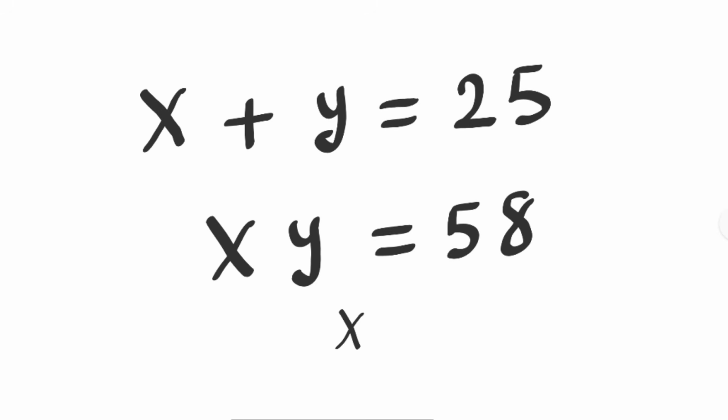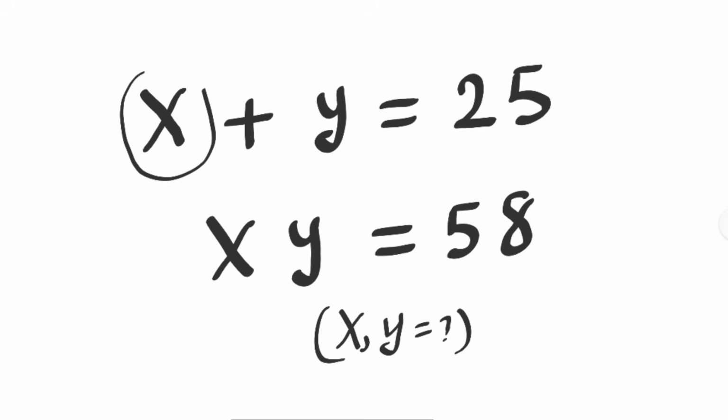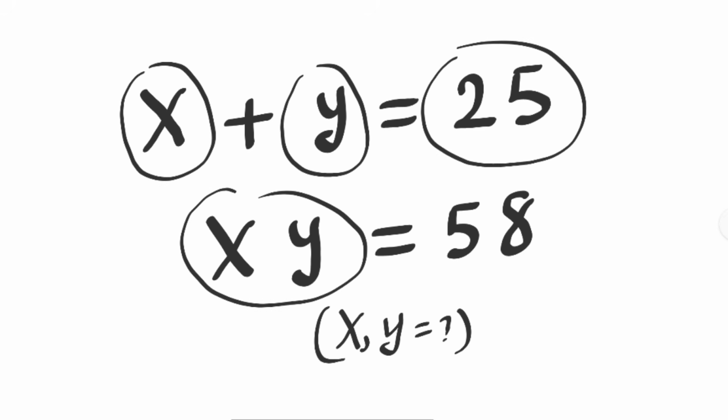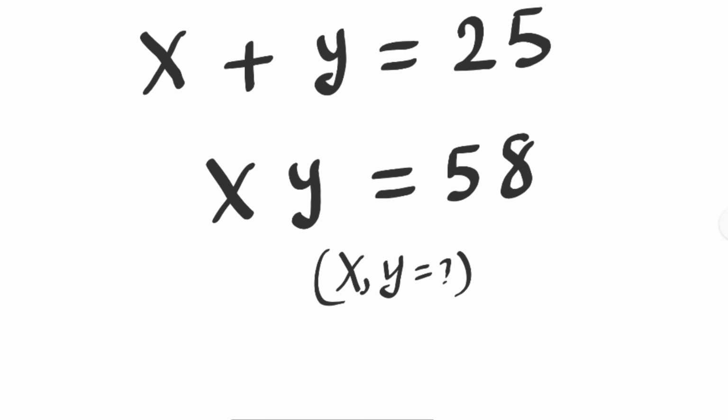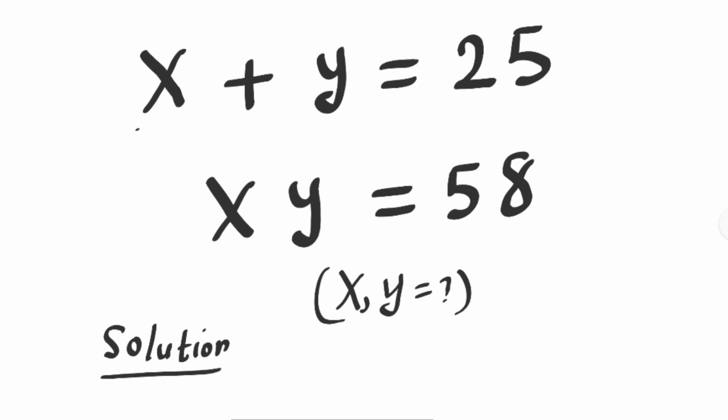Let us solve for x and y, given x plus y is equal to 25, xy is equal to 58. Then here x plus y is equal to 25. Let us call this equation 1. xy is equal to 58. Let us call this equation 2.